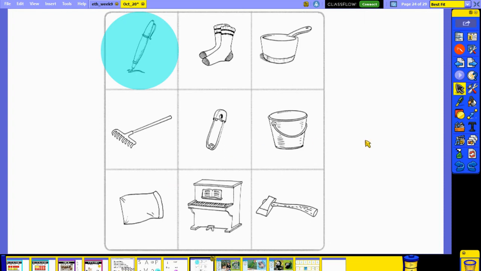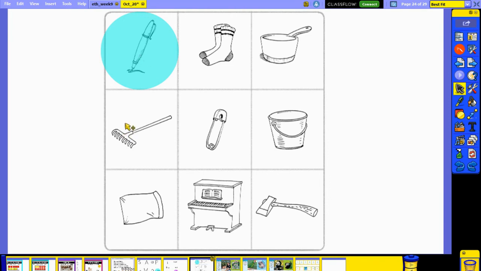Okay, we've been talking a lot about our letter P. It makes the P sound. So we're going to highlight all the pictures that have the P sound in them. Okay, so as I'm working, you can give me a thumbs up as I'm going through to highlight, if you hear the P sound, thumbs down if you do not.